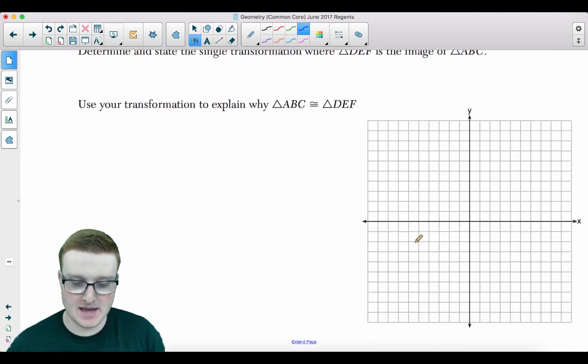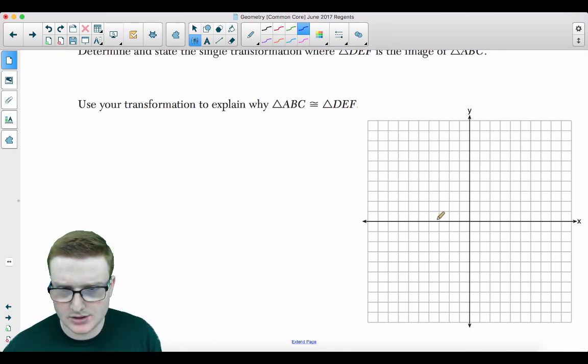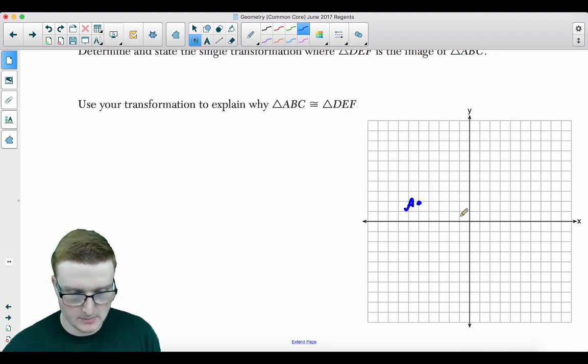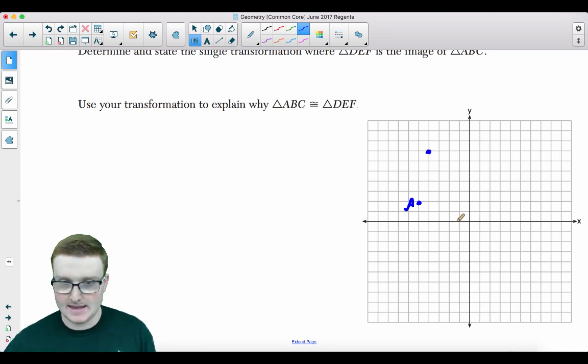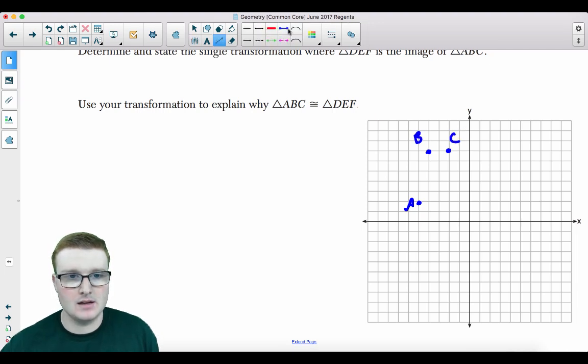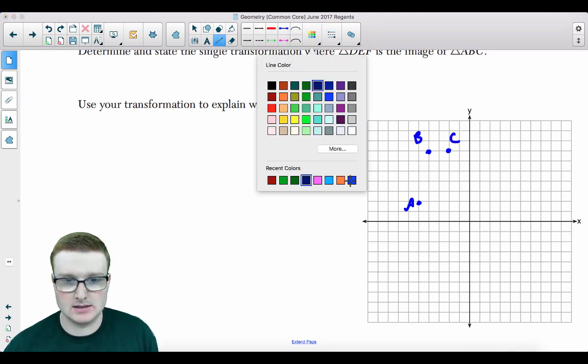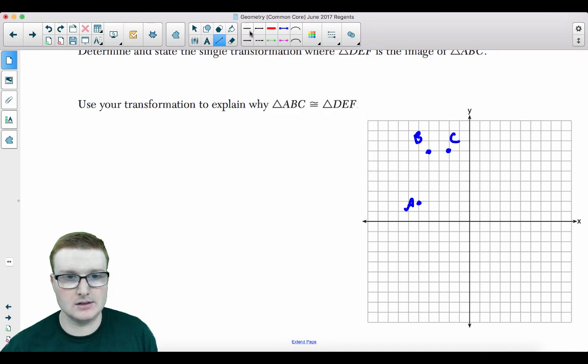So I'm going to go right to my graph page and graph the following points. Negative 5, 2 is point A. Point B is negative 4, 7, and negative 2, 7. So that's B and C. So I'm going to connect those points. Boom, boom, boom. Okay, that's your triangle.